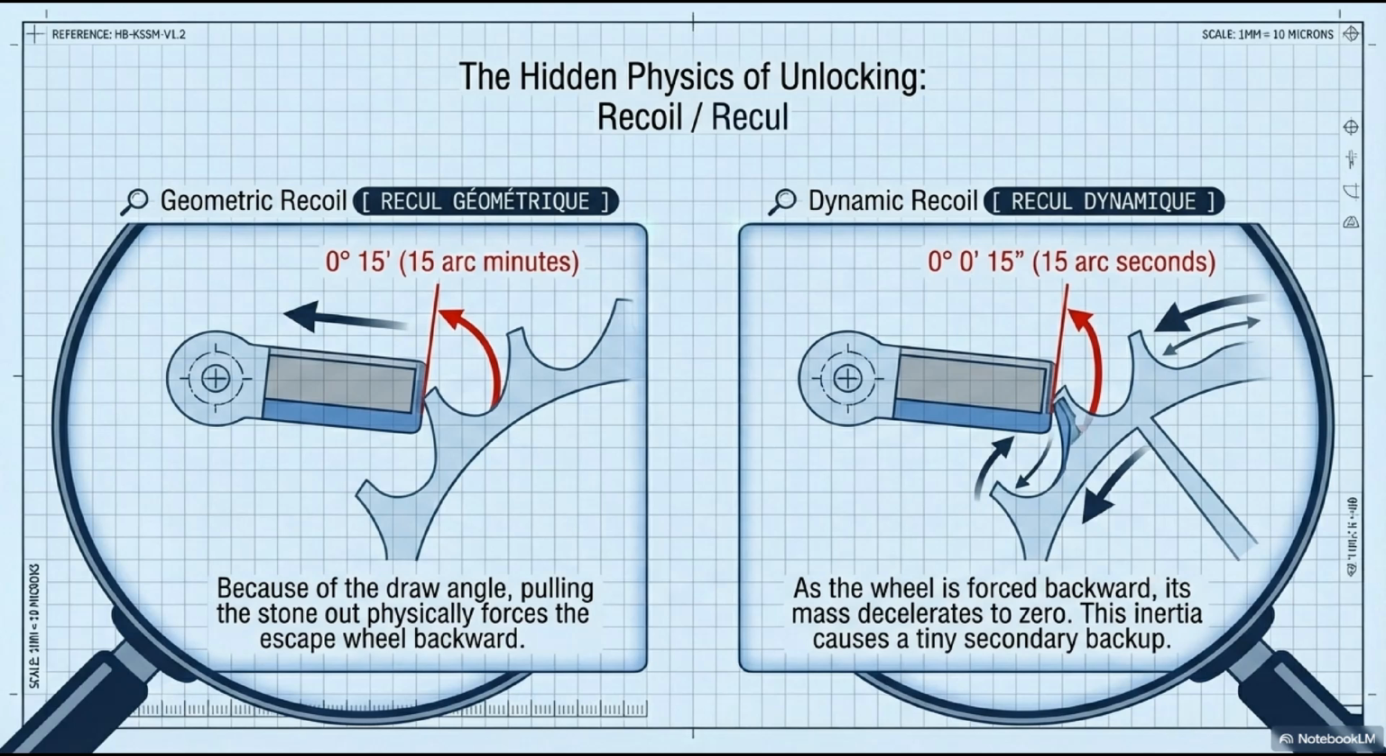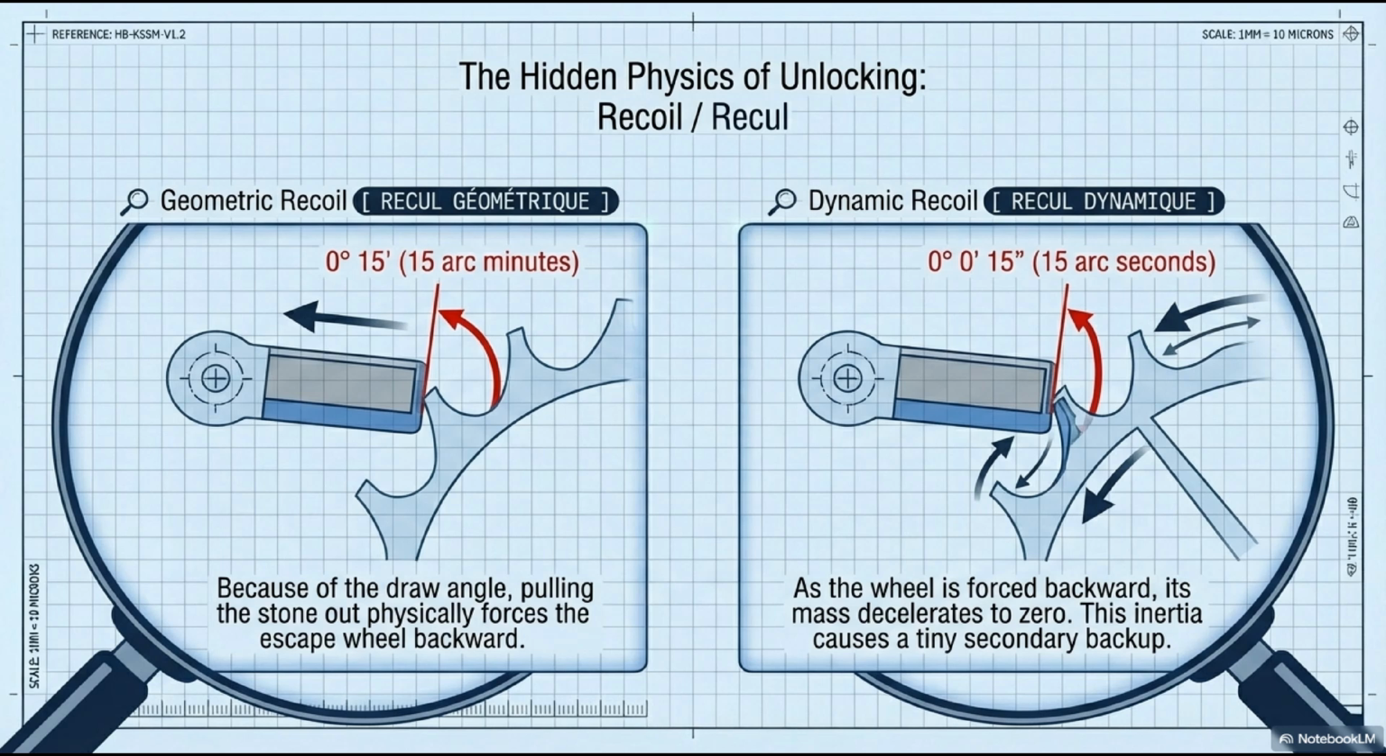This slide reveals one of the most counterintuitive phenomena in the entire escapement: recoil. And it happens in two distinct stages. Left diagram, geometric recoil, recul géométrique, of exactly 0 degrees 15 arc minutes, one quarter of a degree.